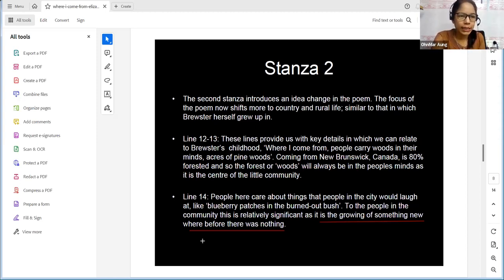The bush are cleared to grow blueberry. So look, the people from the countryside, they are not that greedy, all right? They are not that greedy and their focus is quite limited because they don't have many things to do. So their focus is for that one only. The growing of something new where before there was nothing.